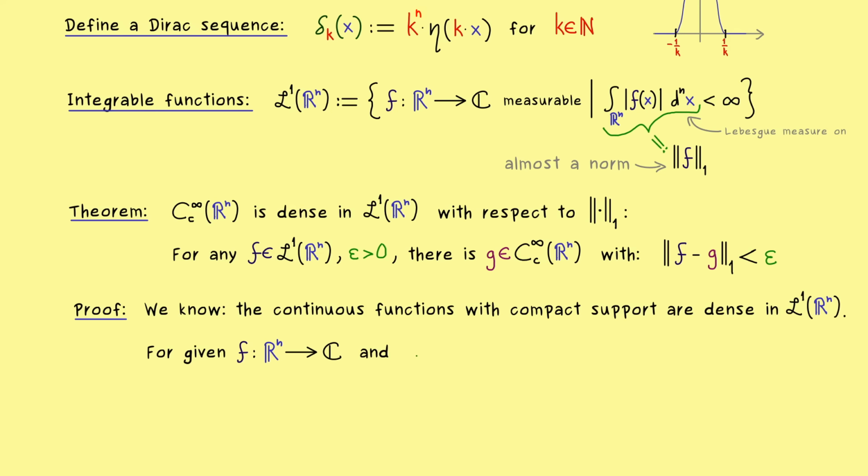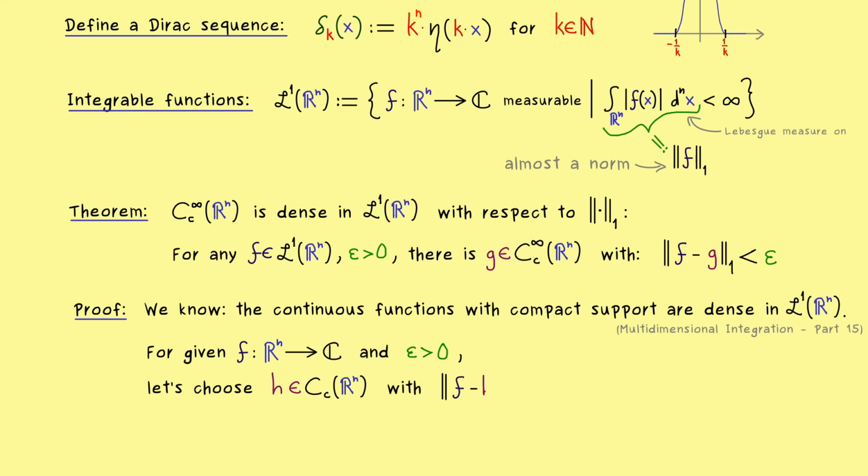Therefore, let's first fix our function f and the given epsilon greater than 0. And by the result above, we know that we can choose a continuous function h with compact support. So in short, there we can just use the common notation C_c(R^n). And now we know that we can choose h in such a way that it is really close to f with respect to the L1 norm. In fact, we can make it closer than epsilon half. So you see, this is exactly the denseness we have in the multidimensional integration course.